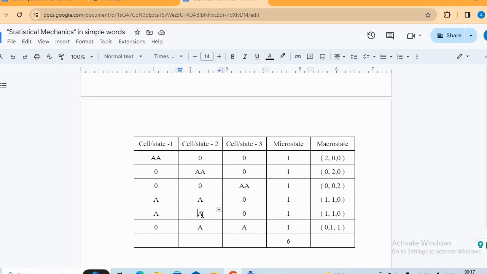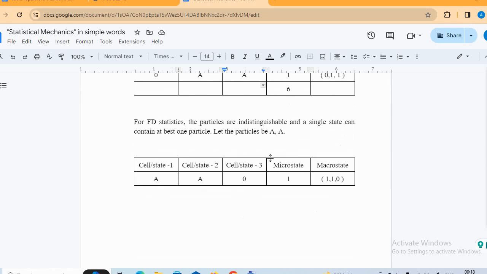Sorry, I have made a mistake. This will be 0. I think this will be A. Okay. Now see, again you have this type of possibilities, the microstates and macrostate combinations, they are actually of similar type. Now the total number of microstates is given by 6 in this case.